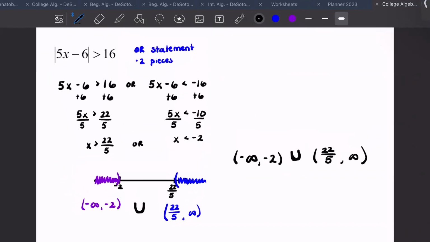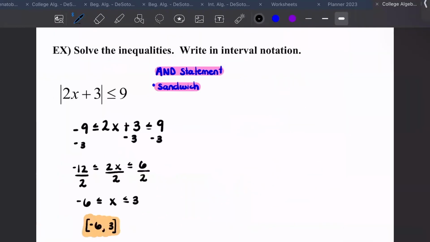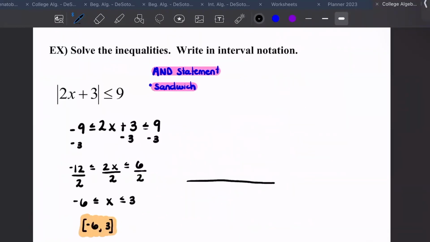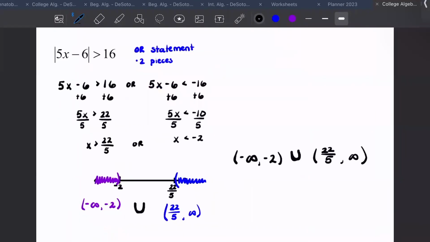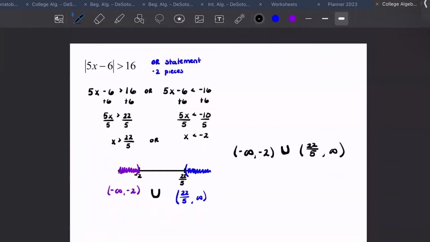So these have nothing in common when you put them on a number line, the or statements. If we put this and statement on a number line, we would have negative 6 and 3, and we would have all of this. These have everything in common, whereas these have nothing. That's the difference between and or statements.